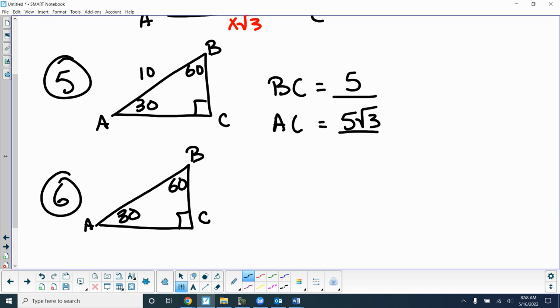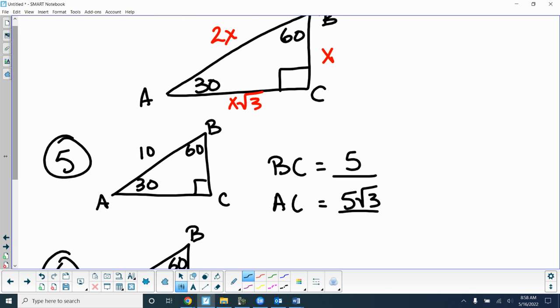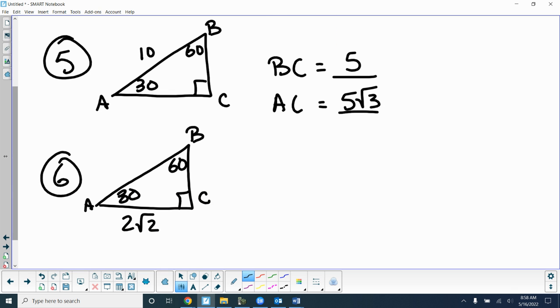Here's the information you're given. AC is 2 radical 2. Right? So, if this was 10, I divided by 2 to get 5, and I multiplied by radical 3 to get that, how do I go from here to here? Divide by radical 3, and then from here to here, times 2, right? So, BC is 2 radical 2 divided by radical 3. That's how you get from AC to BC. Always divide by radical 3.